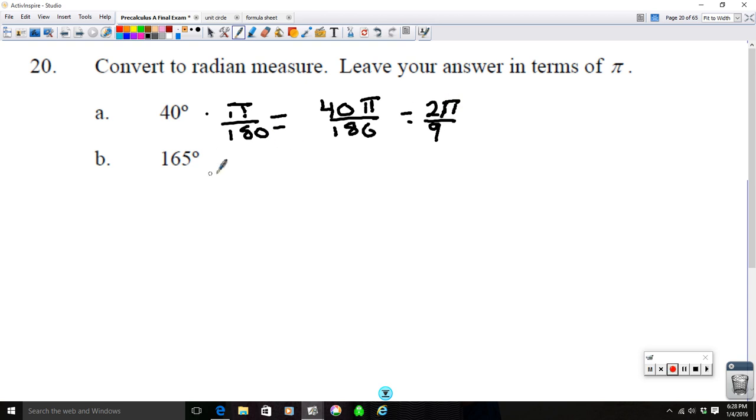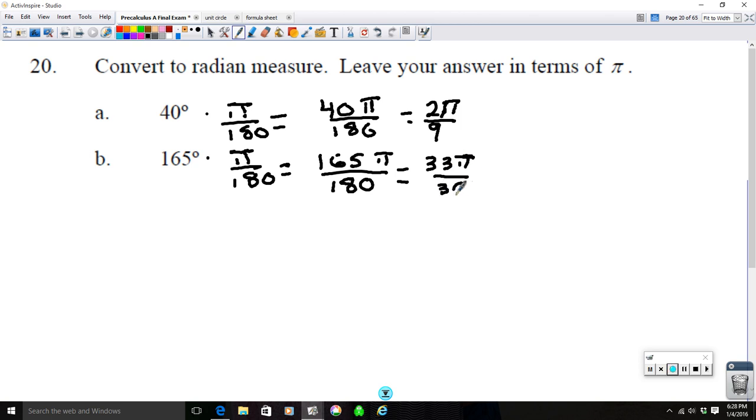And finally, 165, again you're going from degrees to radians, so you're multiplying by pi over 180. So this is 165 pi over 180. And again, I'm in the same boat you are. I have no calculator. So I'm going to divide by what I think is going to work. Well, they both have 5s and 0s, so I know I'm going to divide each one by 5. So if you divide each one by 5, I got 33 pi over 36. And again, as you look at that, they both end in 3 or 6, so divide each one by 3. So that becomes 11 pi over 12.